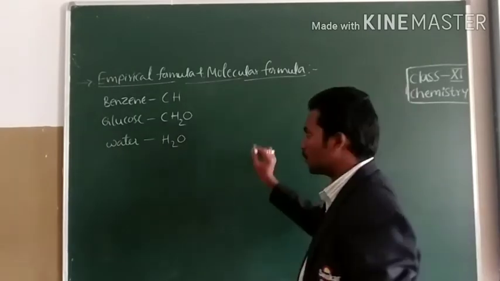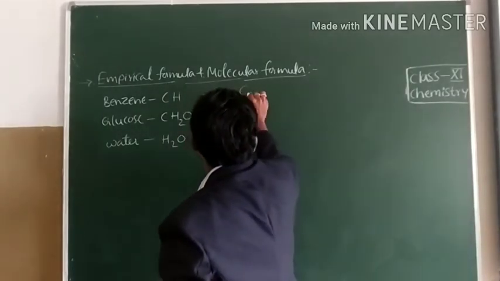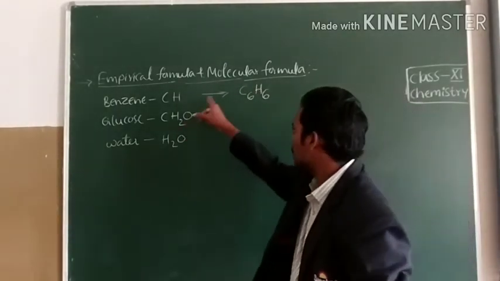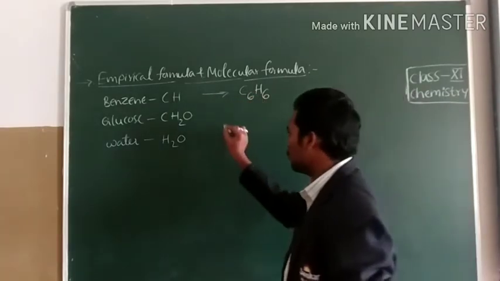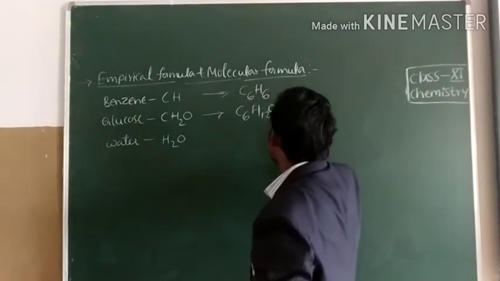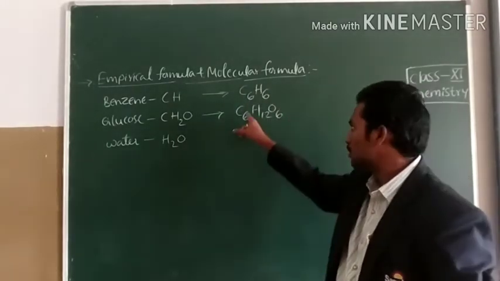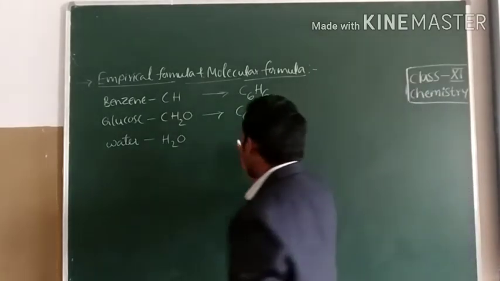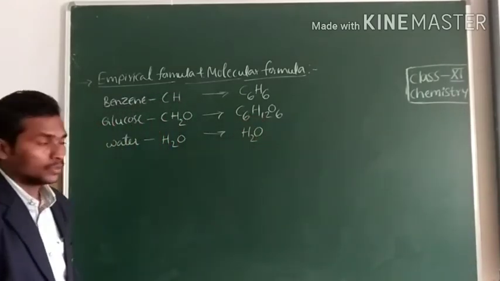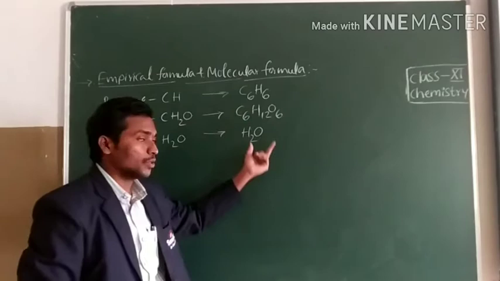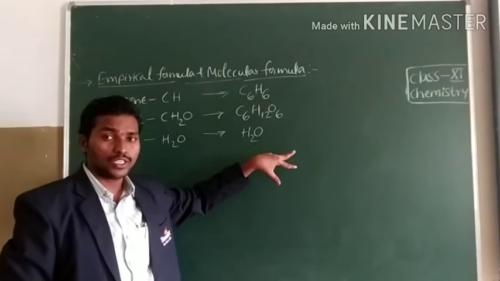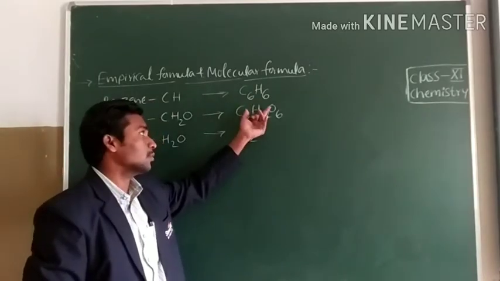Here, molecular formula of benzene is C6H6. Molecular formula of glucose is C6H12O6. Molecular formula of water is H2O. Here these are empirical formulas and these are molecular formulas. So molecular formula of benzene C6H6 means the actual number of atoms of different elements present in the given molecule.